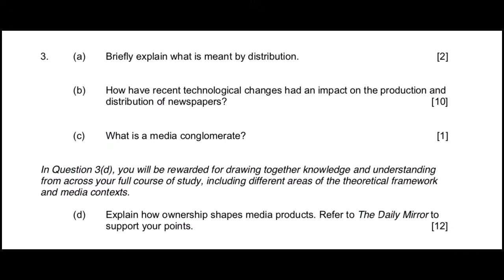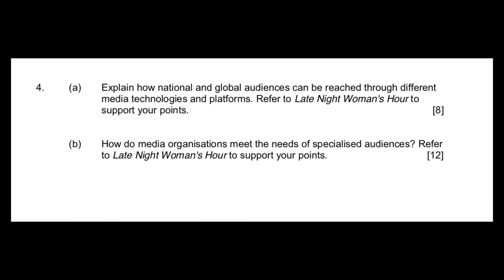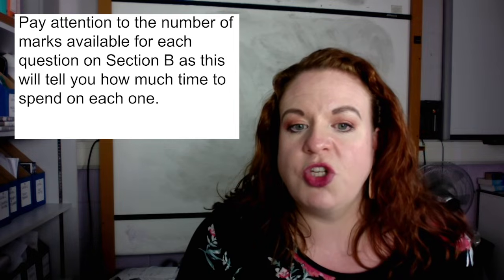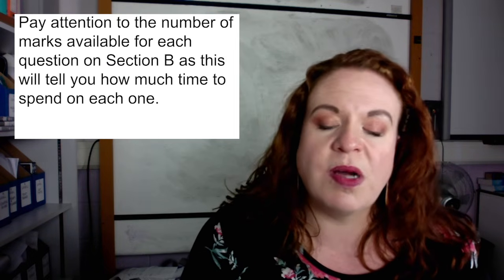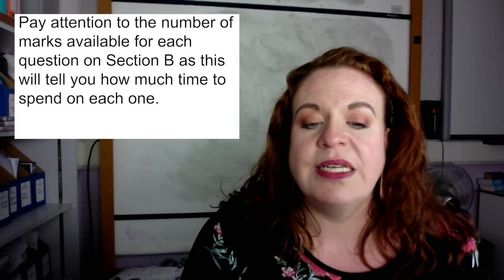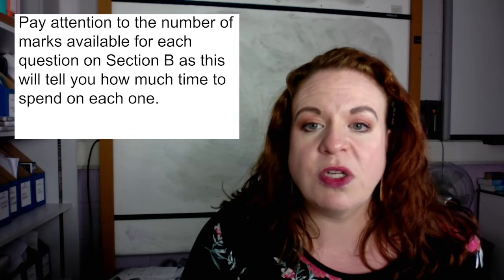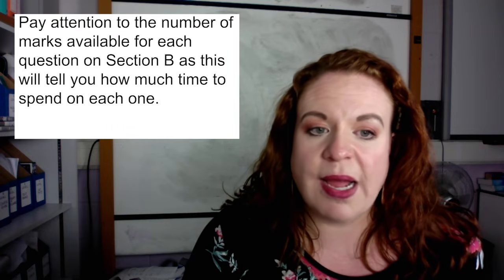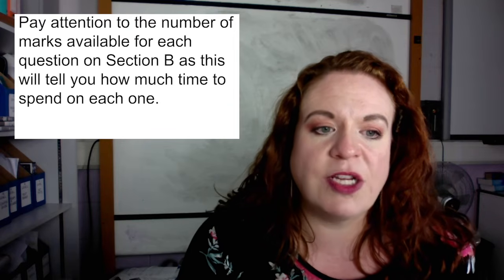Here they come in steps, so 3 A, B, C and D, and 4 A and B, and they're all worth slightly different marks. So you've got some that are just worth 1 or 2 marks, 3 marks or 4 marks, some that are worth more, like 8, 10 or 12. So you've always got to look at how many marks are available to work out how much time you should be spending on that question.